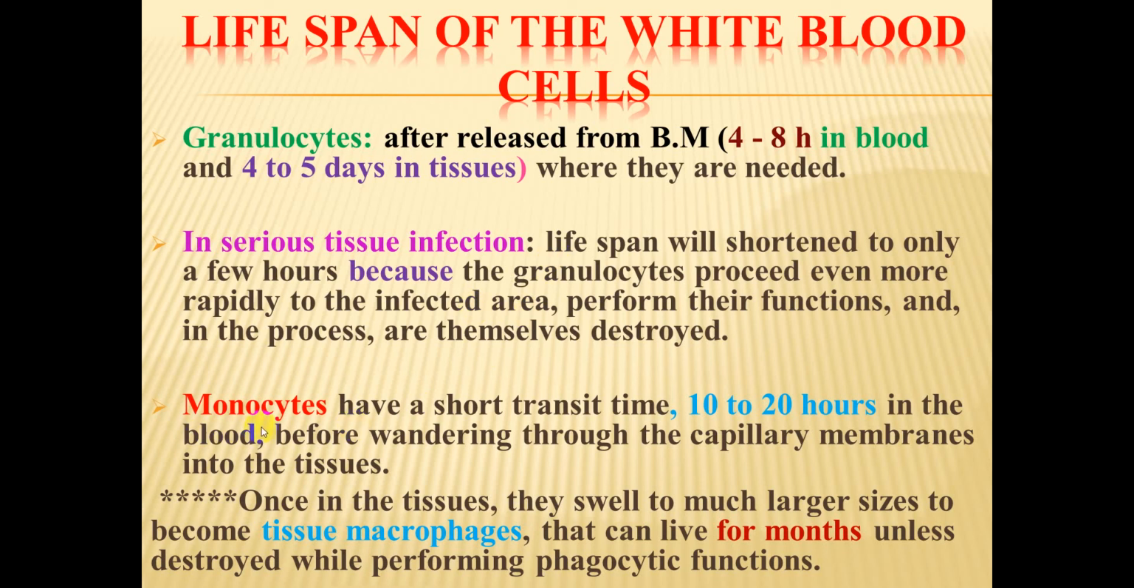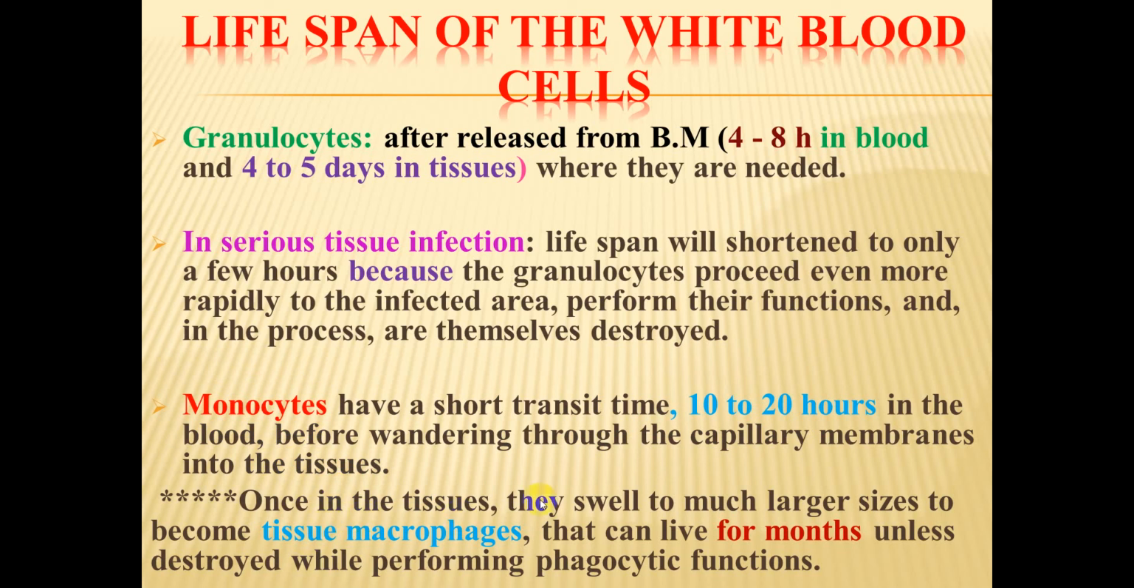In the case of monocytes, they have a short transit time, but still longer than the life of granulocytes. Monocytes live about 10 to 20 hours in the blood before wandering through the capillary membrane to the tissues. They move to the tissues by diapedesis, where they develop into mature cells. The monocyte in the blood is the immature form; it undergoes maturation and turns into the macrophage.